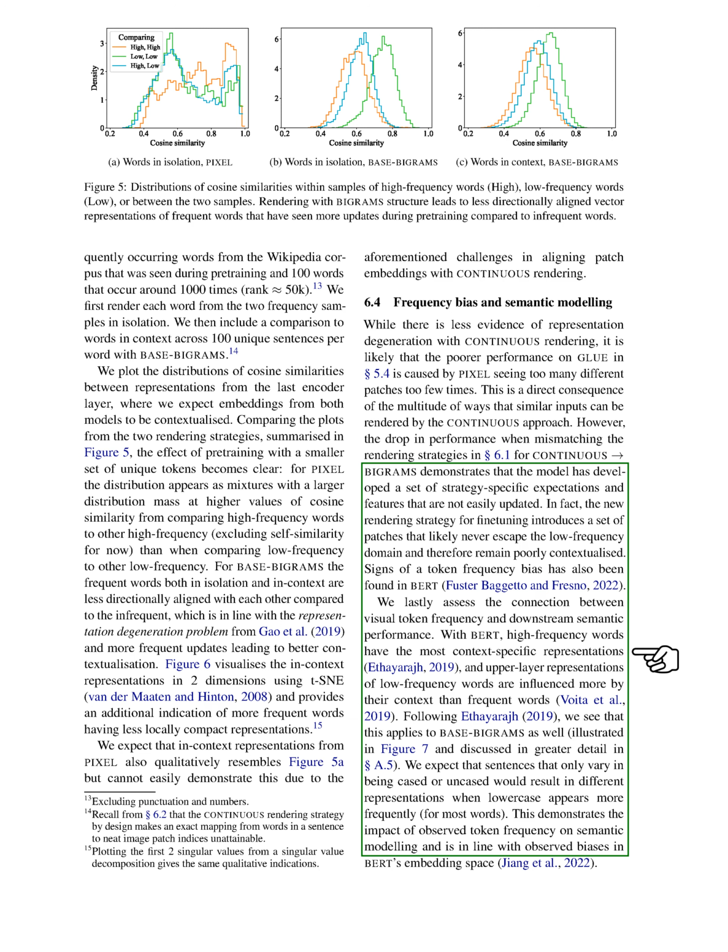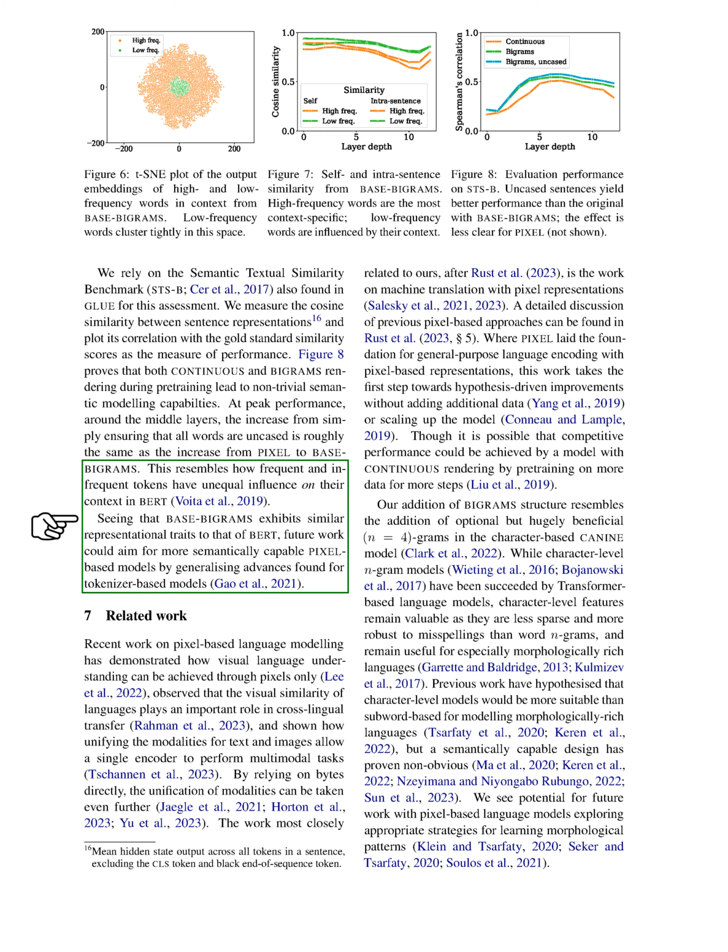Interestingly, the performance boost from simply ensuring all words are lowercase is about the same as the boost from switching from PIXEL to base bigrams. This is similar to how frequent and infrequent tokens in BERT have different influences on their context. Given that base bigrams has similar representational characteristics to BERT, future research could aim to improve pixel-based models' semantic capabilities by applying the advancements found in tokenizer-based models.